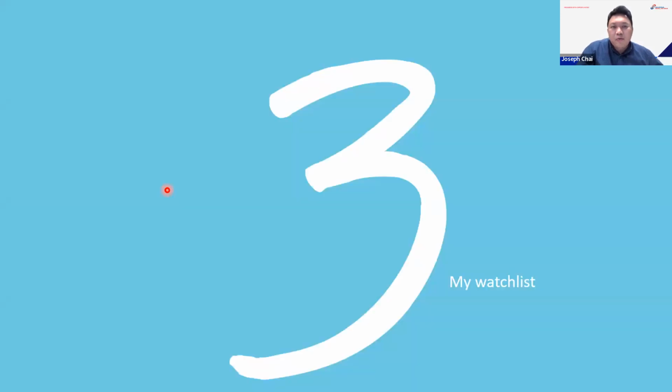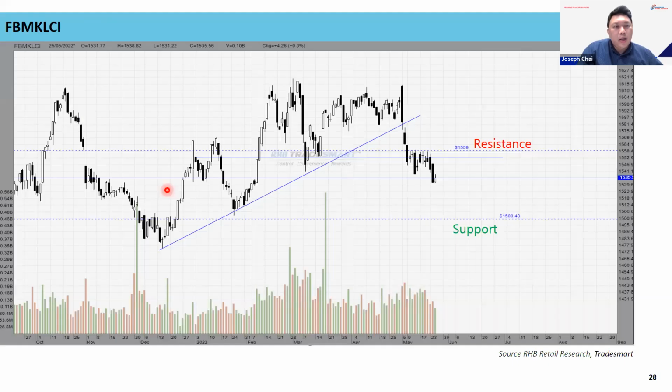So I'll share with you some of the watch lists here. Before I go on to the watch list, I want to explain what happened in the market. Right now, what we do see is that the market is actually in correction mode. We probably will go below 1,005, or we can actually rebound to 1,559 and above. I can't be 100% sure.